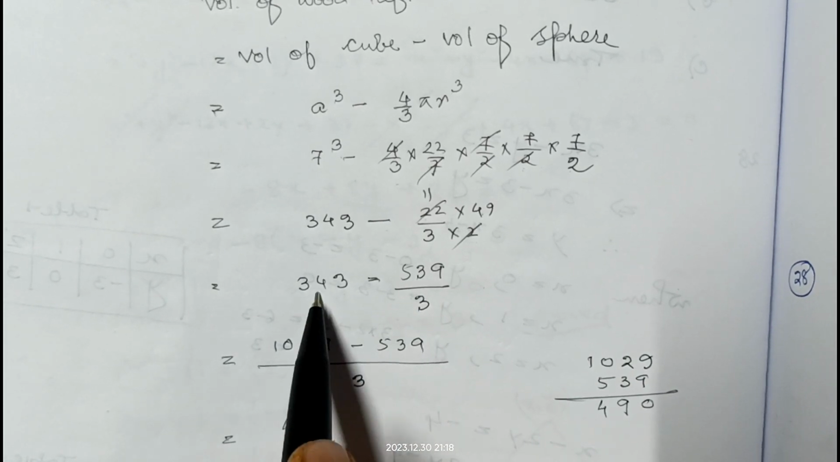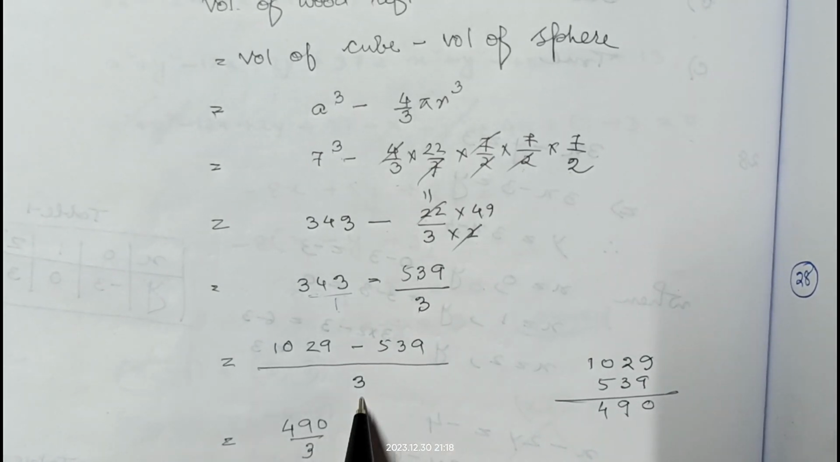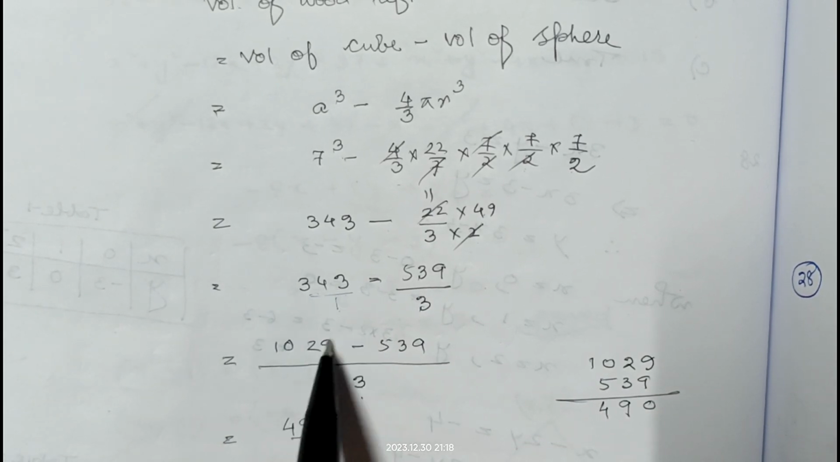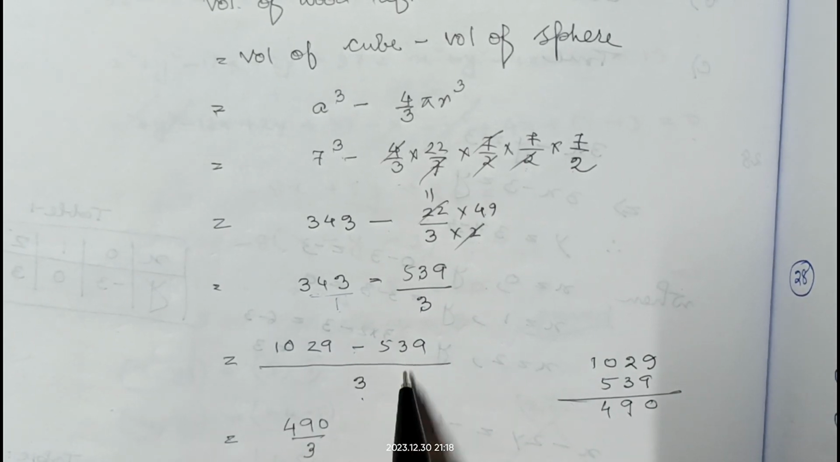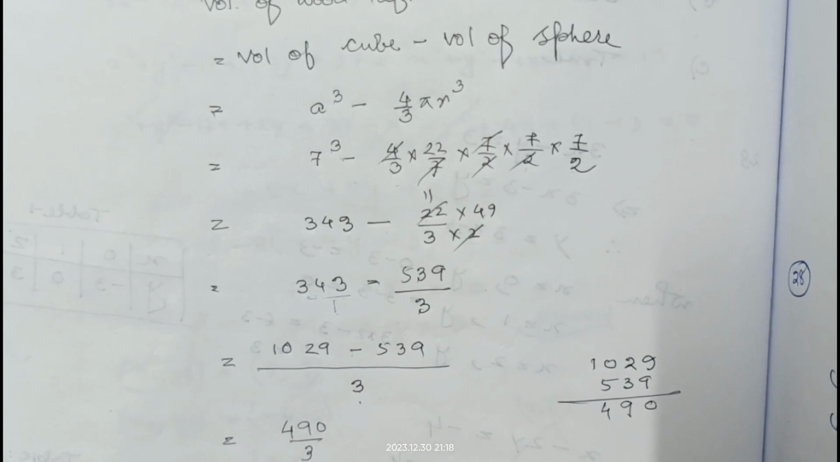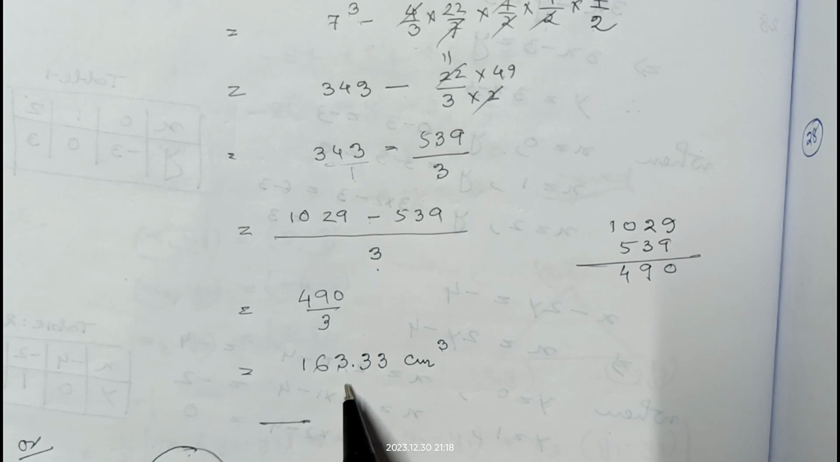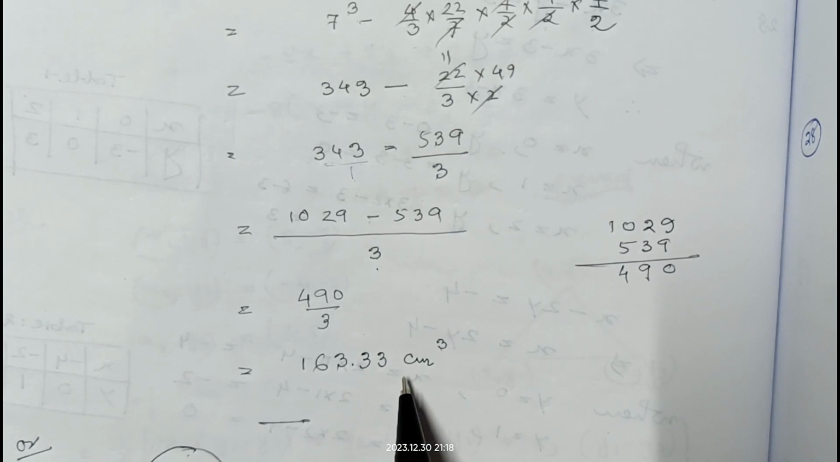If I take the LCM, here it is 1, so 1 and 3 LCM will be 3. 3 divided by 1 is 3. 3 into 343, 1029, minus 539. If I subtract, it will be 490 by 3. If I divide 490 by 3, it will give 163.33 centimeter cube, which is the volume of the wood left.